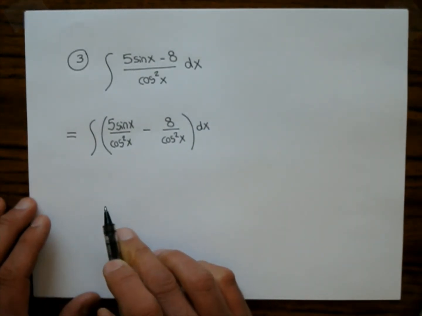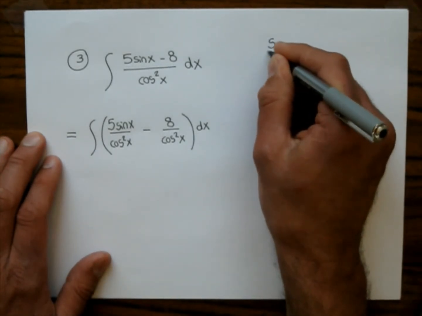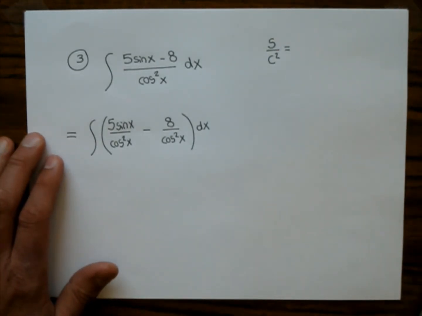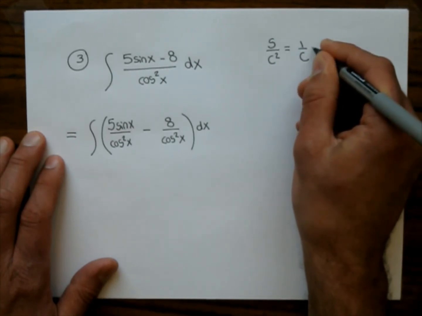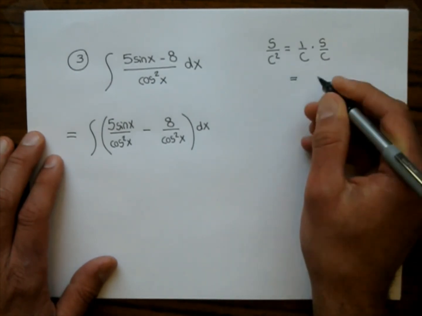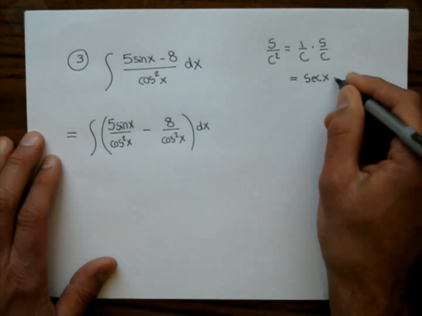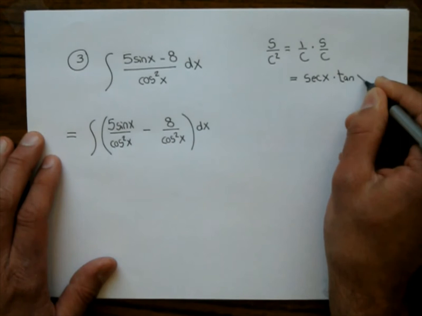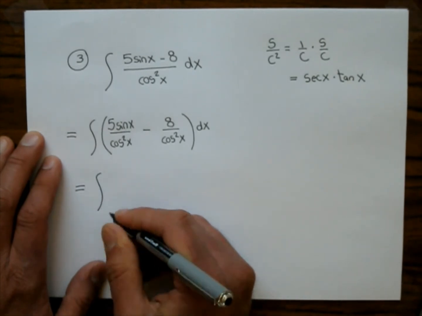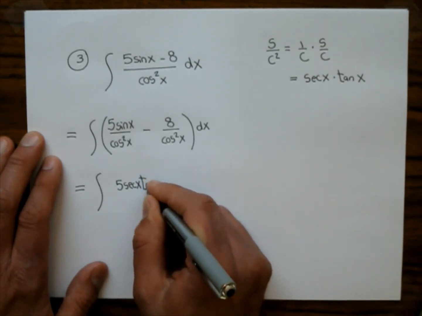Now, this is when we want to know our trig. So when I have a sine over a cosine squared, that is the same as having a 1 over cosine times sine over cosine. Now 1 over cosine happens to be the secant of x, and the sine over the cosine is the tangent of x. So this first term becomes 5 secant x tangent x.